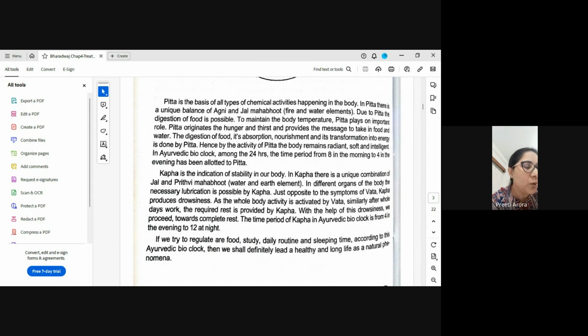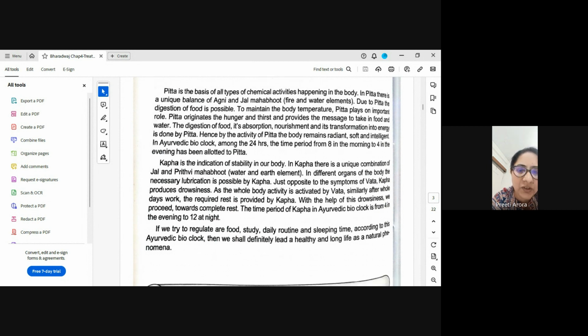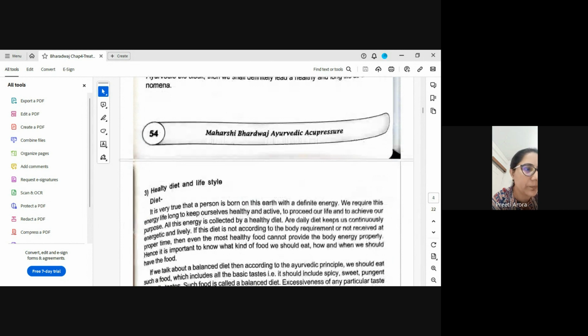Okay. So from 12 a.m. to 4 a.m., which is the first time that we have, this is the Vata time. And since Vata is constructive, is about movement, about activity, about construction, this is the maximum. This is the time when maximum activity, maximum movement, and maximum construction is taking place in your body.